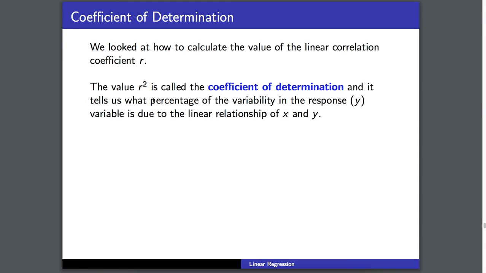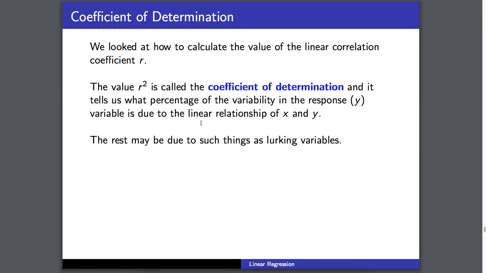And that's going to tell us what percentage of the variability in our response variable, or our y values, is due to the linear relationship of x and y. So the rest that is not accounted for, so let's say 75% is due to the linear relationship between x and y, the other 25% may be due to such things as lurking variables. Again, a lurking variable is a variable that is not considered but does have an influence on the response variable. So it would influence the y values when we didn't take it into consideration.